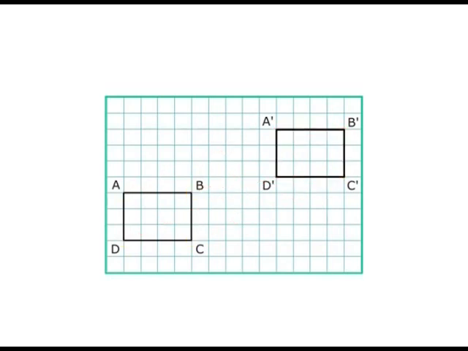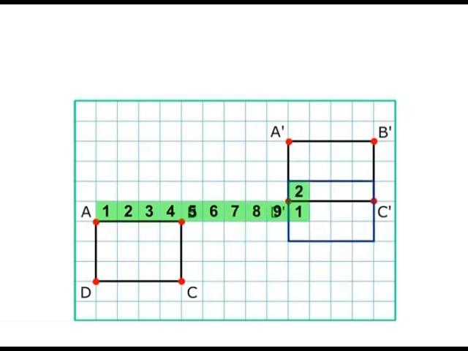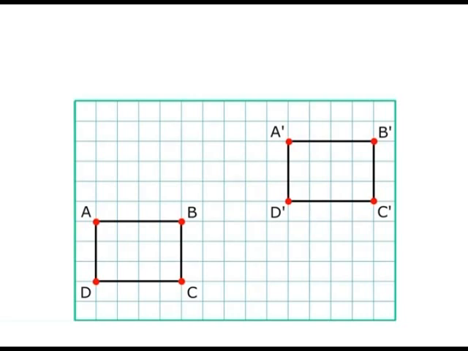A translation is fully described by a vector because it has both magnitude and direction. In this example, each point was moved 9 places to the right and 4 places upwards. So the translation vector is (9, 4).